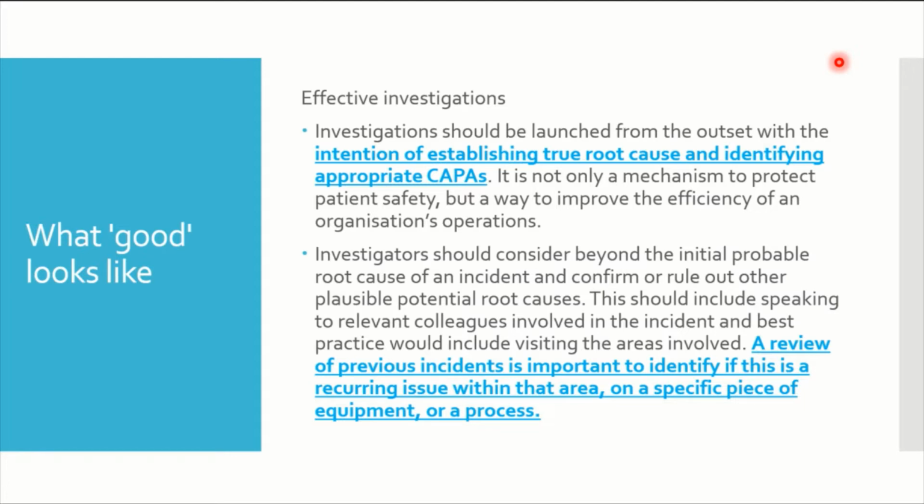Investigators should consider beyond the initial probable root cause of an incident and confirm or rule out other potential root causes. This should include speaking with the relevant colleagues involved in the investigation or incident, and best practice would include visiting the area involved. A review of previous investigations is important to identify if this is a recurring issue within the area, on a specific piece of equipment or a process.